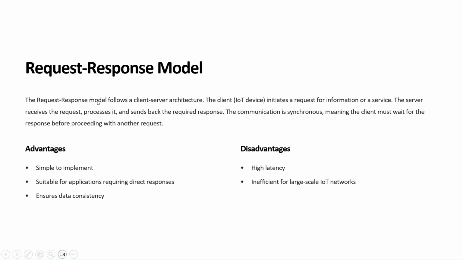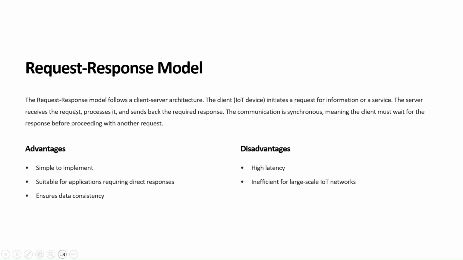The request response model follows a client server architecture where the client initiates a request for an information or a service. The server receives the request, processes it, and sends back the required response. This communication is synchronous, meaning that the client must wait for the response before proceeding with another request.